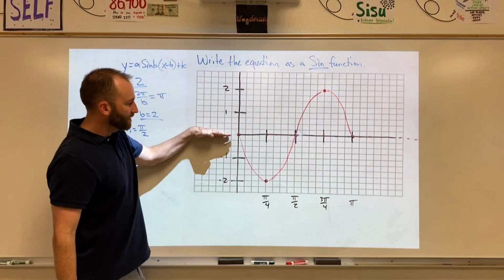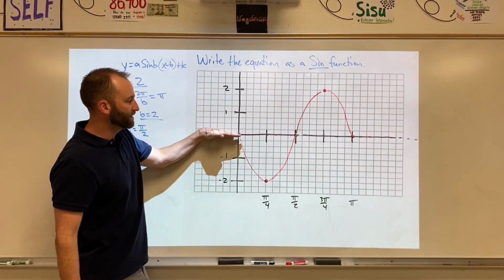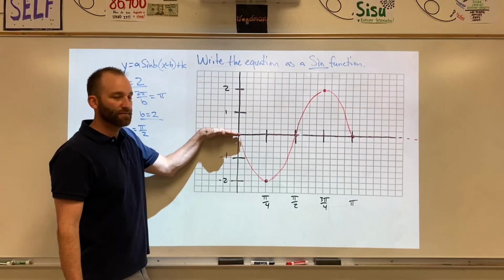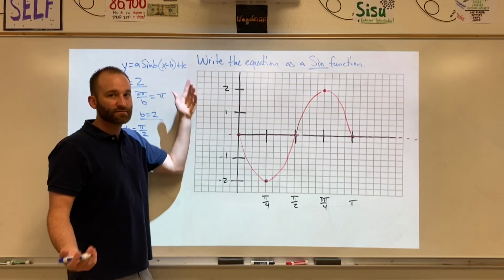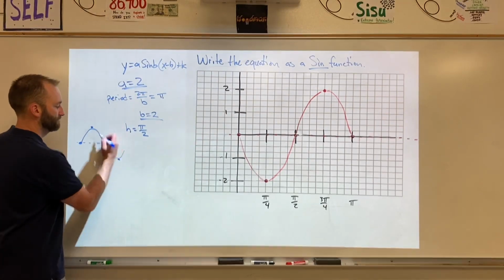Now, the middle of the curve is right here at 0. It didn't get shifted up or down at all. The middle stayed here, which means my k value is going to equal what? 0. It didn't move at all.